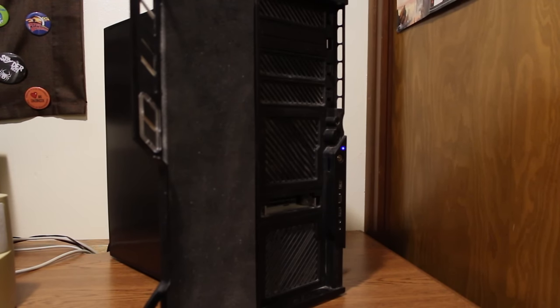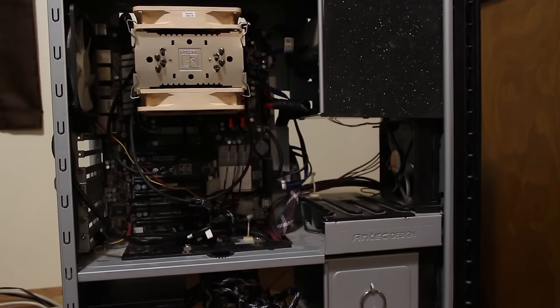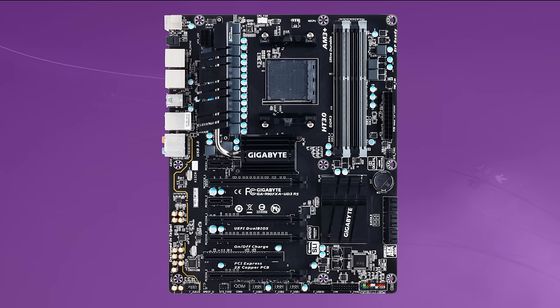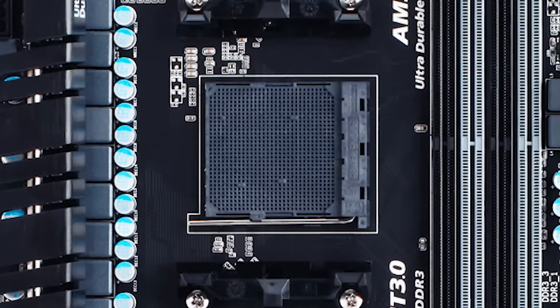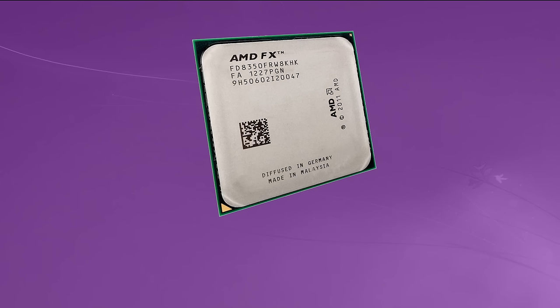This also happens to be the largest standing tower I own, which is good because I'm using a full-height ATX motherboard in here. Specifically a Gigabyte GA-990FX. This board has an AM3+ socket, which is currently fitted with an AMD FX-8350. These AMD Piledriver CPUs are known for running hot, and this is one of the faster ones you could get.